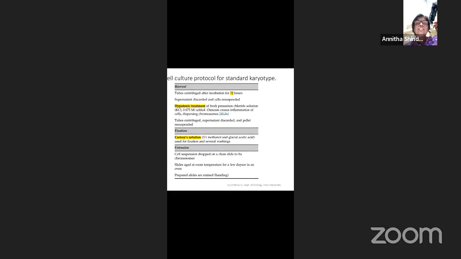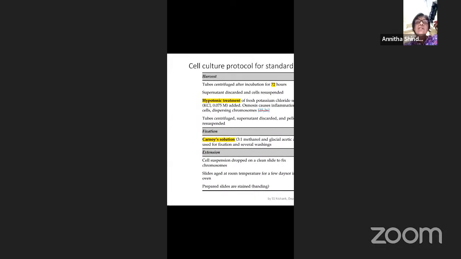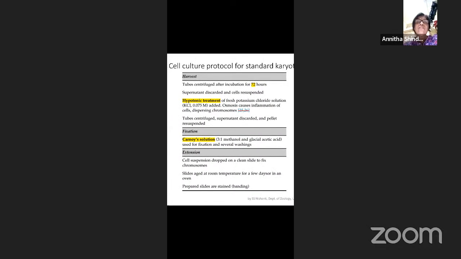Cell culture protocol for a standard karyotype: the tubes are centrifuged after incubation for 72 hours. The supernatant is discarded. You have to take the cells and resuspend them in hypotonic treatment. Then again centrifuge the tubes, discard the supernatant, take the pellet. Then you have to fix the cells in a carnoy's fixative solution. Then the cell suspension should be dropped on a clean slide to fix the chromosomes. Then keep the slide at room temperature, or in the oven, and the prepared slides have to be stained or banded. Go for the banding technique.